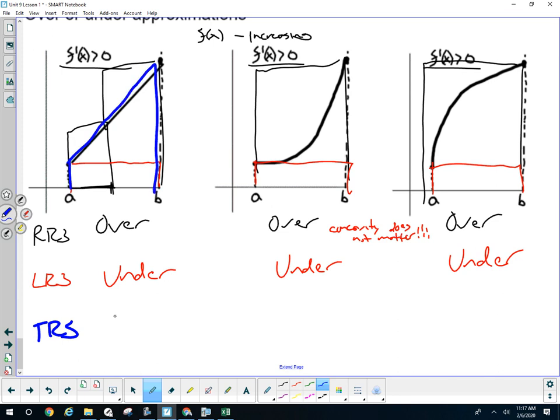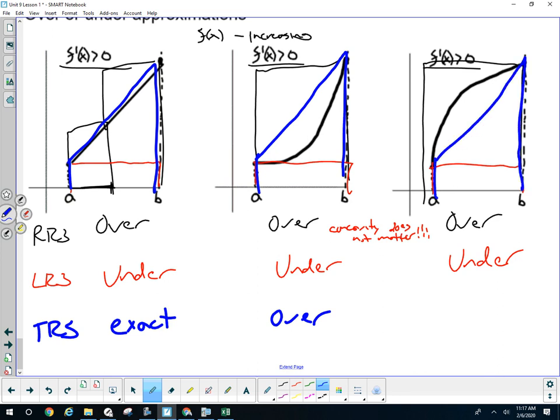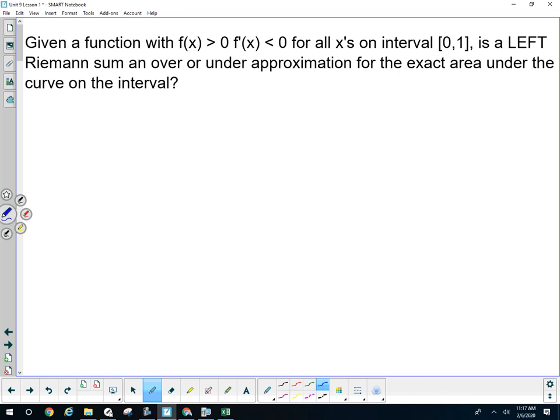Exact for the first one, with no concavity, a trapezoid's right on the money. Over for the second one, because it's concave up, a straight line ends up over the concave up increasing curve. And then here, under, because of the concave down curve. Now, are you going to memorize these? No, you're not going to memorize these. And I'm just doing this for increasing functions.